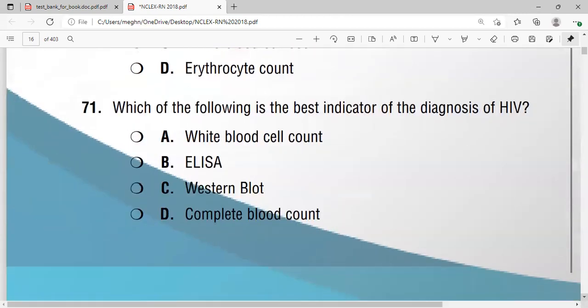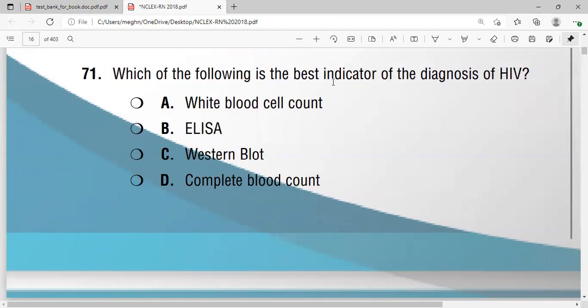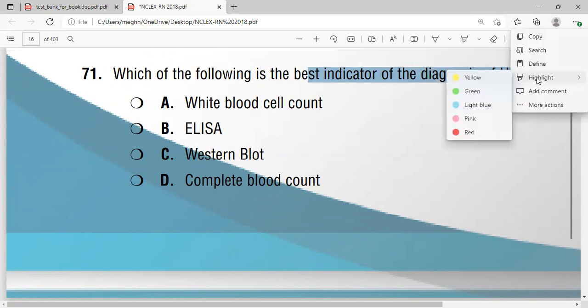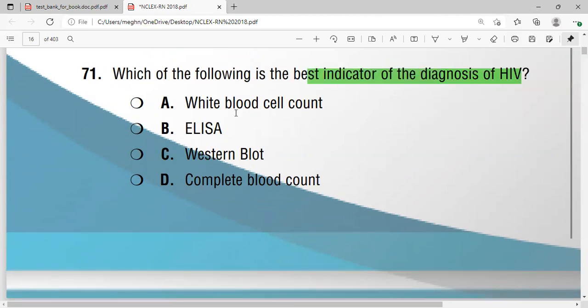Next question here. Which of the following is the best indicator for diagnosis of HIV? Number A, white blood cell count. B, ELISA test. C, Western blot. And D, complete blood count. So what is the correct answer? So, the indicator for the diagnosis. The most definitive diagnostic test for HIV is the Western blot.